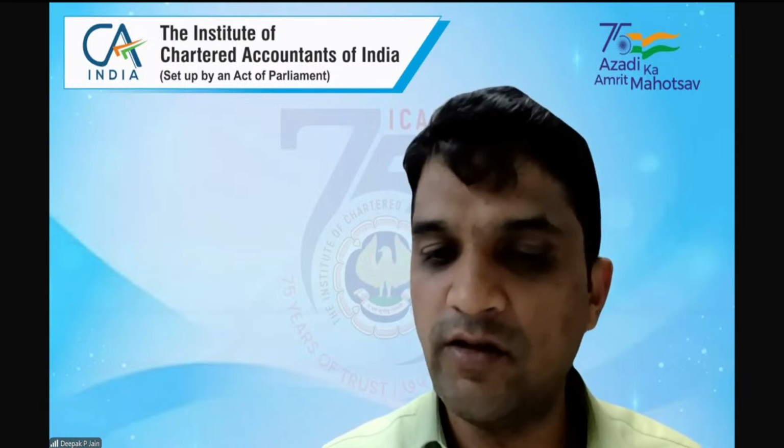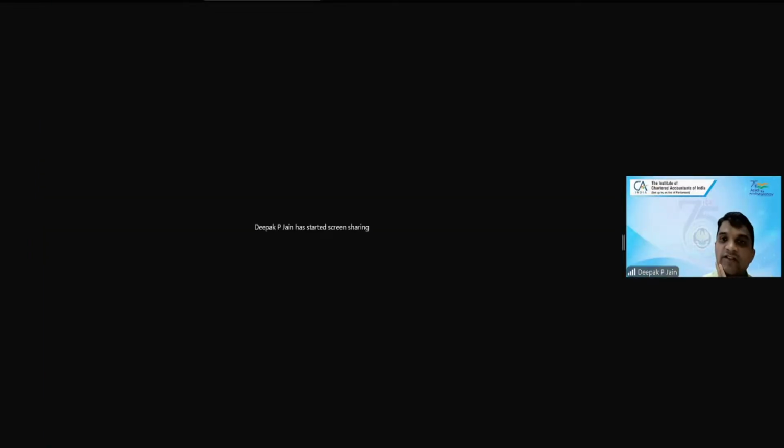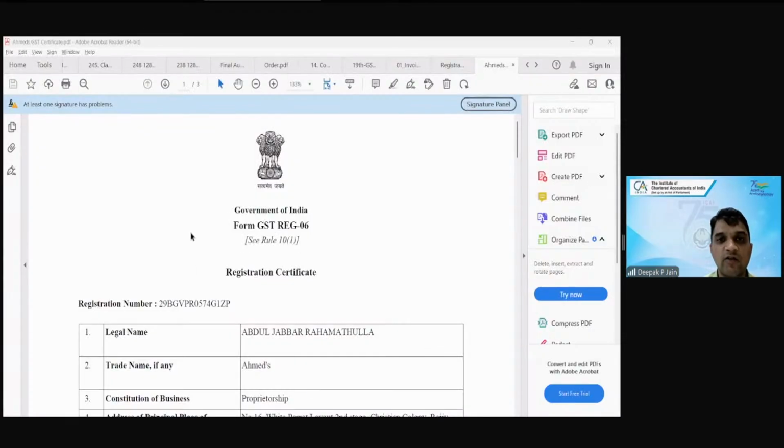So once we apply for the registration, we apply in which form? In REG 01, right? After the officer is satisfied, he will give you a registration certificate, which is called the registration certificate. The format which is prescribed is in Form GST REG 06. So this is in the REG 06 format across any state in India; wherever you register, you will get the registration certificate in this format itself. So it is REG 06. Okay, and this is called the registration certificate.